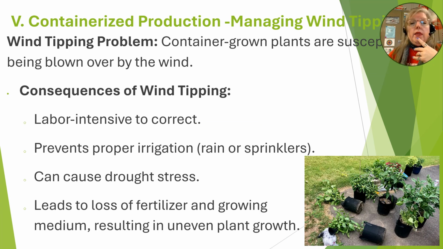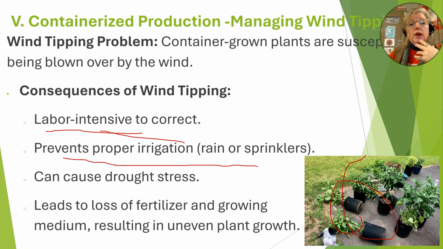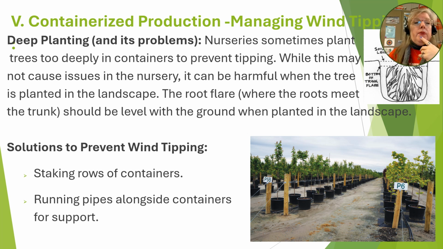The trouble with container grown is wind tipping. It's a big issue. After a storm, they are blown over a lot, and it's labor intensive to correct. I used to work in the garden at Home Depot, and after a storm, we had to go pick up everything out of the greenhouse. And so it's labor intensive to correct. It prevents proper irrigation, rain or sprinklers, because then you're not going to get it watered right. It can cause drought stress. And it also leads to loss of fertilizer and growing medium because that stuff is just spilled out everywhere, resulting in uneven plant growth. And also they'll bend if you don't get it corrected quickly enough.